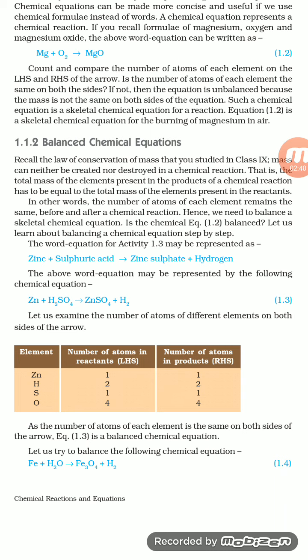Now see the number of atoms. Before the reaction zinc 1, after the reaction zinc 1. That is the atomicity, how many zinc atoms there are. Then hydrogen: before the reaction hydrogen 2, after also 2. Like this sulfur and oxygen are the same. That means the number of atoms in the reactant and in the product is the same. So it is a balanced chemical equation, and we do not need to balance it again.